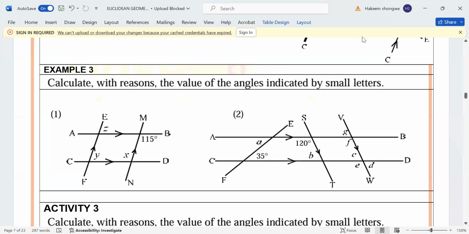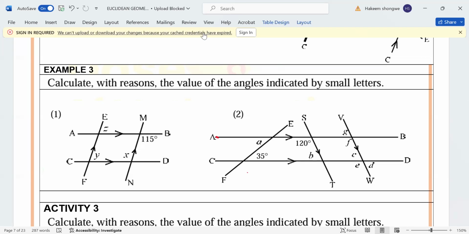Okay, we should calculate, with reasons, the values of the angles indicated by the small letters. So here you are going to follow the parallel lines. So what do we have here? We do have line AB, which is parallel to what? To DC. Do you see that one again?